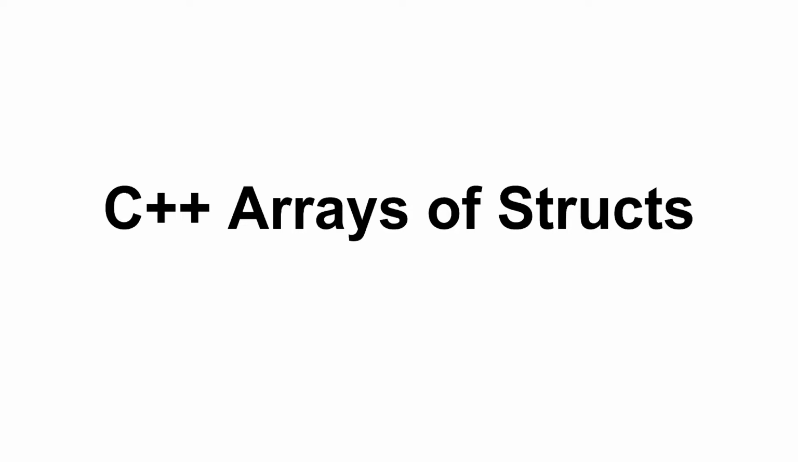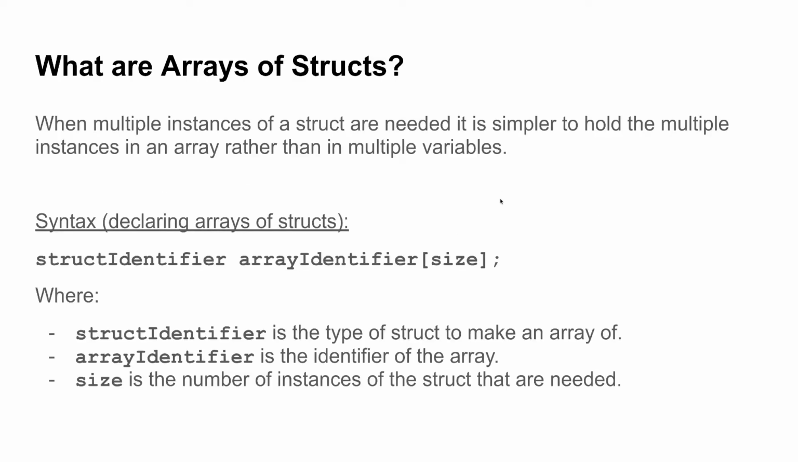Welcome. In this video, I will discuss arrays of structs in C++. So, what are arrays of structs and why do we use them? Well, arrays of structs are arrays that have a struct as their data type. And we use these arrays of structs when we need to have more than one instance of a struct.